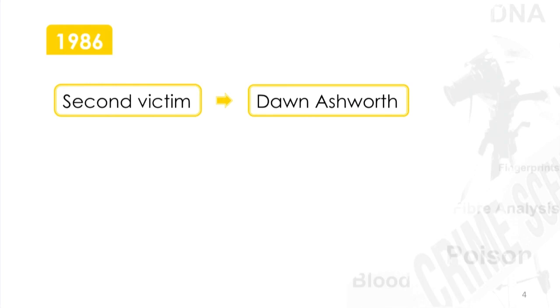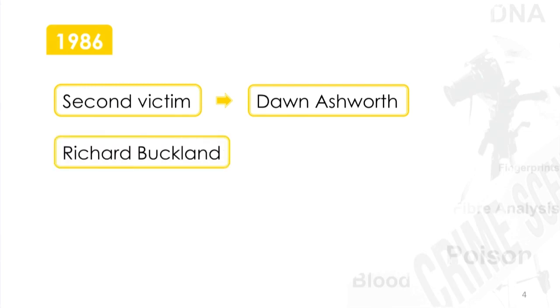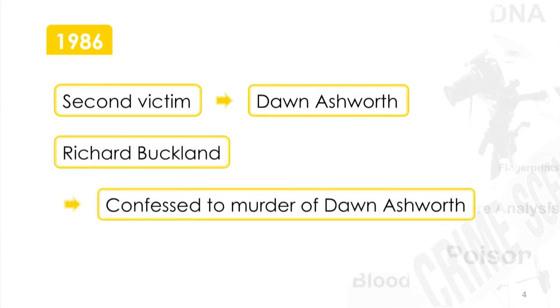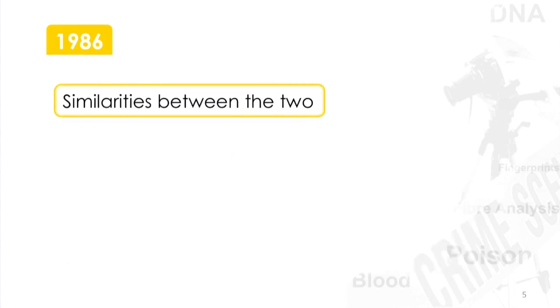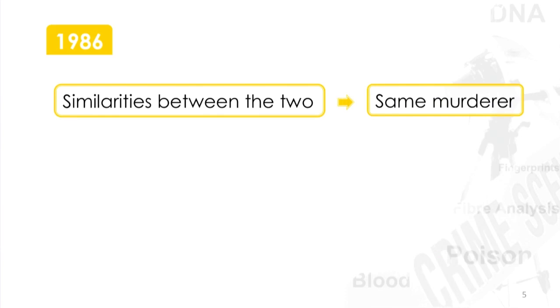And then something odd happened. A local guy, a young man called Richard Buckland, confessed to the murder of Dawn Ashworth. But he insisted that he had not murdered Linda Mann. Well, because of the similarities in the way that the two murders had been committed, the local police were convinced they'd been done by the same person. So they wanted some way to show that Richard Buckland had been responsible for both killings.